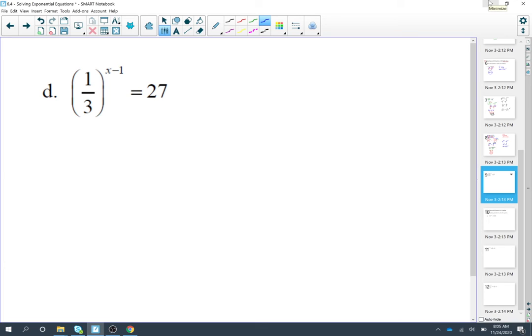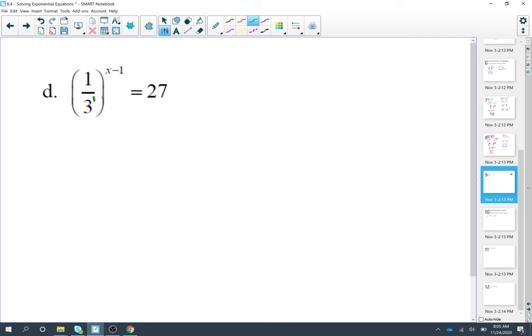Letter D, most tricky of all. Okay, so we're going to do a lot of things here. 1/3 to the x minus 1 equals 27. Now, these bases are definitely not the same. And more importantly, one's a fraction and one's a whole number. So the first guy I'm going to deal with over here is this fraction. I don't like the fraction. I like whole numbers. So I'm going to put a 1 here because that's 3 to the power of 1.